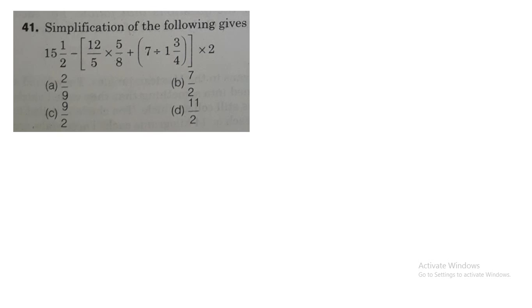Simplification of the following gives. Here some expression is given, so you need to simplify this. To simplify this, we have a particular rule which we call the BODMAS rule. B stands for brackets, O stands for of, D stands for division, M stands for multiplication, A stands for addition, S stands for subtraction.